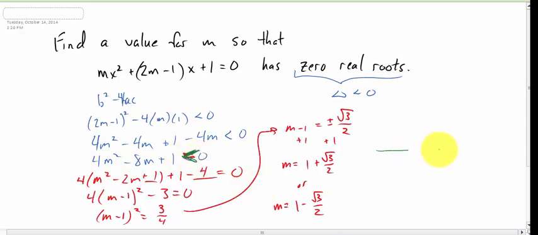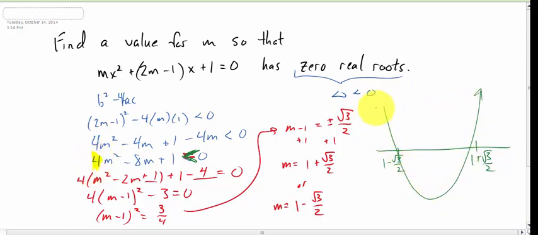These are where it equals 0. So if we think about a number line, here's our two zeros. We have (1 minus the square root of 3) over 2, and this is (1 plus the square root of 3) over 2. And this quadratic opens upward because the leading coefficient is 1, so it looks something like this.